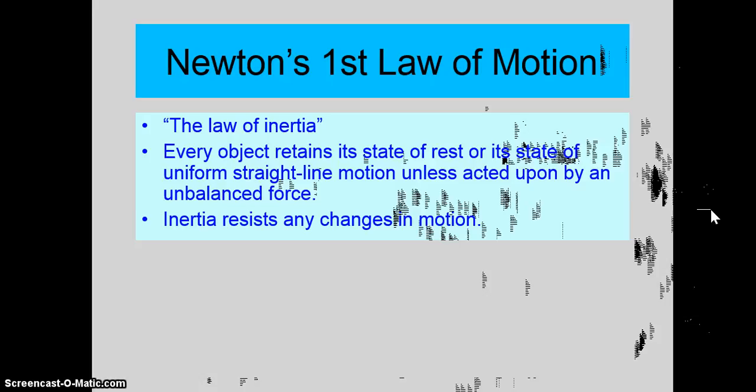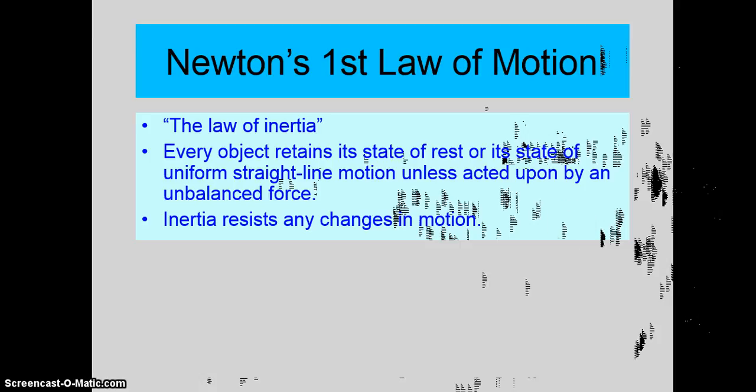It's also known as the law of inertia. It says every object retains its state of rest or its state of uniform straight line motion. So if it's moving along in a straight line, like a ball rolling along a table, as long as there's no net force acting on it, that's what we mean by an unbalanced force, it'll just keep moving in a straight line forever. Well, unless it's going to reach the end of the table and then things will change. But when that happens, of course, new forces are going to be acting on it.